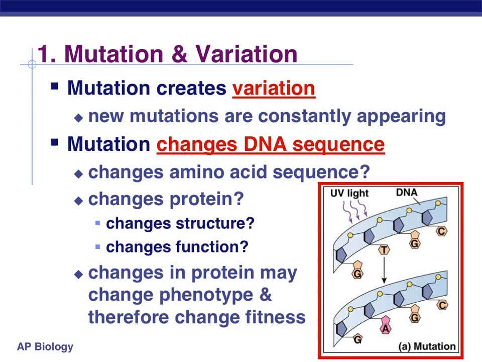Mutations create variation, especially because new mutations are constantly happening. They're happening all the time. A mutation causes a change to your DNA sequence. If your DNA sequence changes, that can cause changes to your amino acid sequences and thereby your proteins, which will cause changes to structure and function, and ultimately will end up with a change in phenotype and therefore a change in fitness. Sometimes it's a good change, sometimes it's a bad change, but it happens regardless.